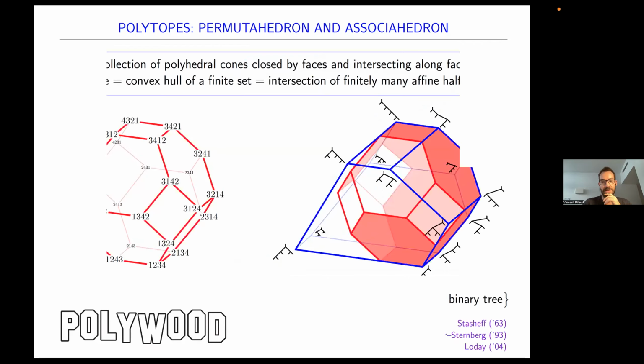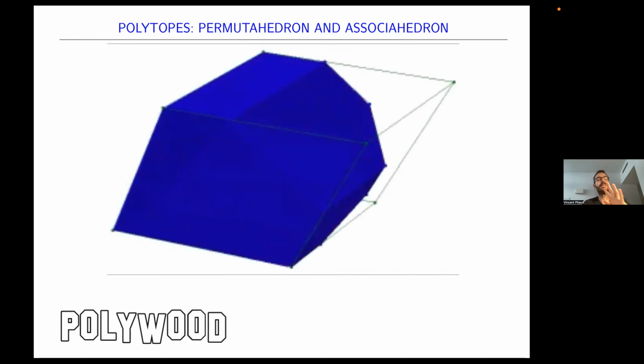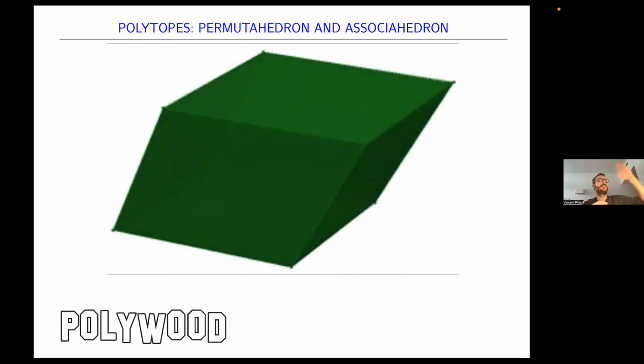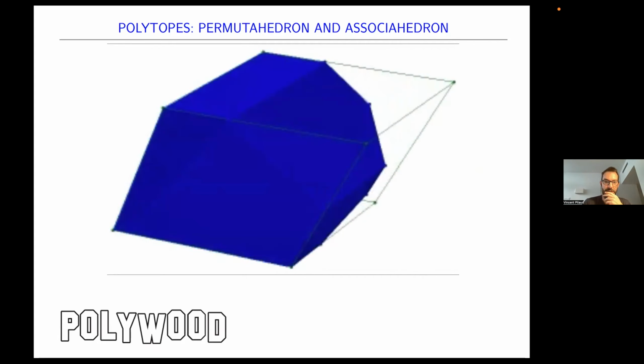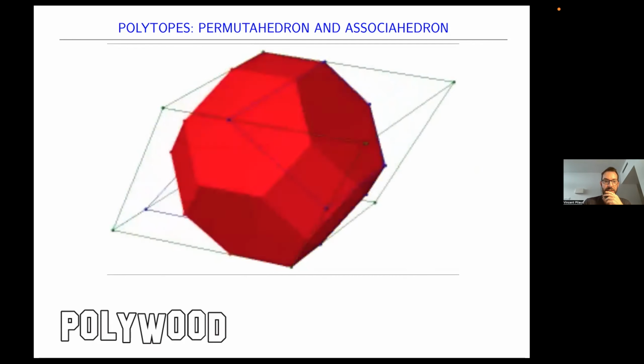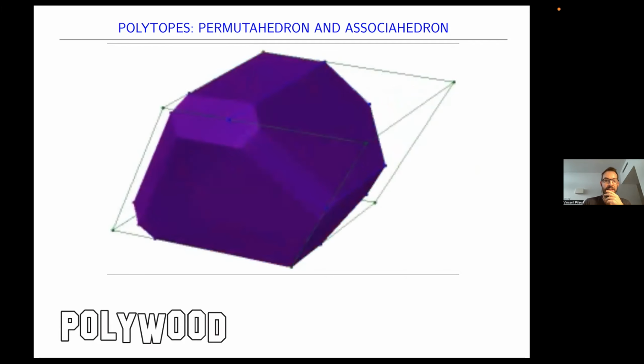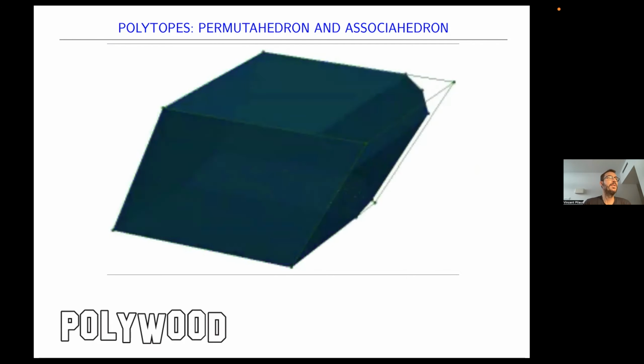So let me start again. You start from the permutahedron, and then instead of deleting the inequality, let me push it to infinity. And what you get is an associahedron here in blue, and if I keep going, I get a cube. We'll speak about this cube a bit later.